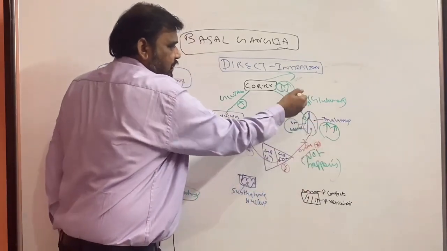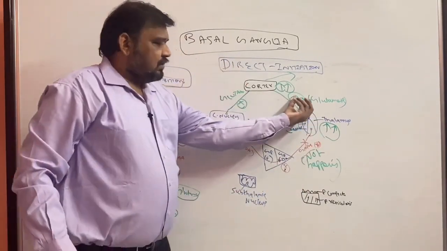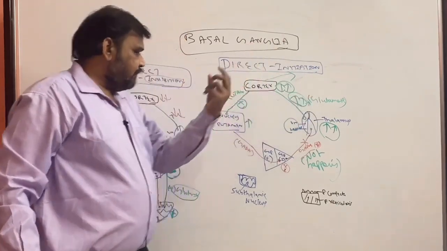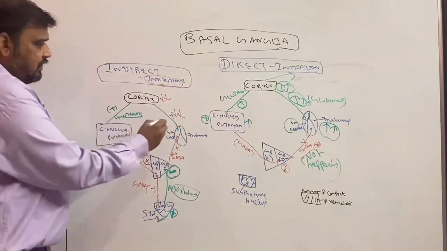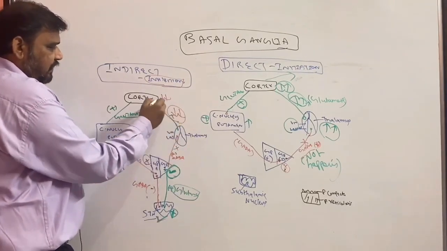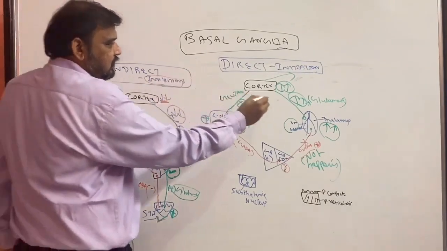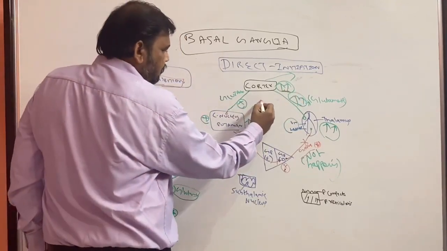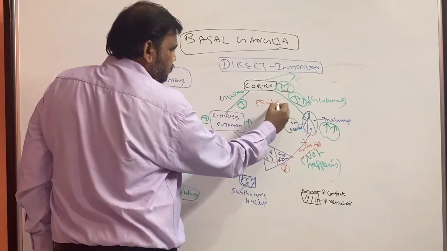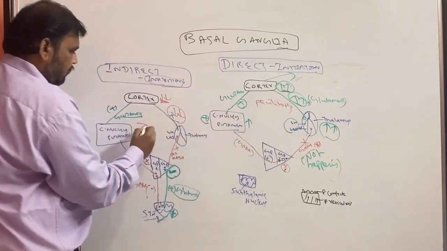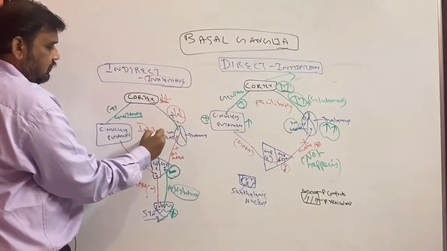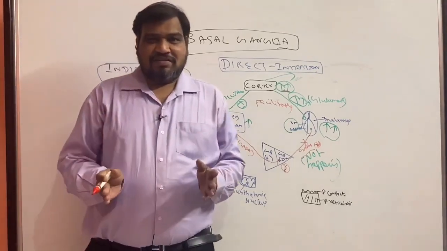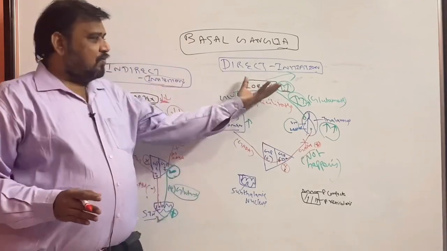So more firing. In the direct pathway, there is more firing from the anterior ventral medial nucleus of the thalamus. In the indirect pathway, there is less firing. Simple. So indirect pathway, less firing, less discharge. In the direct pathway, more firing. So this is for facilitating the movements, and this is for inhibiting the movements. So now the question arises. Yes, the direct pathway facilitates movement.